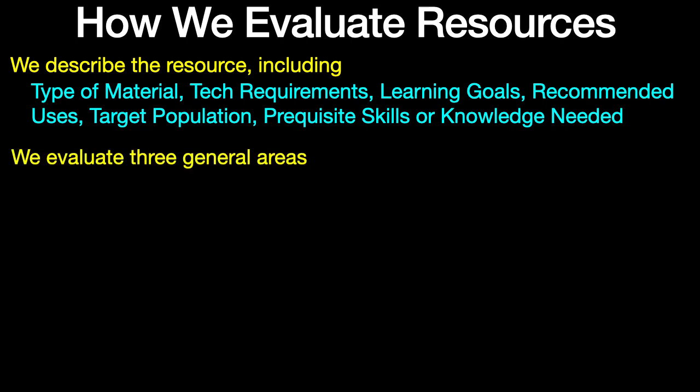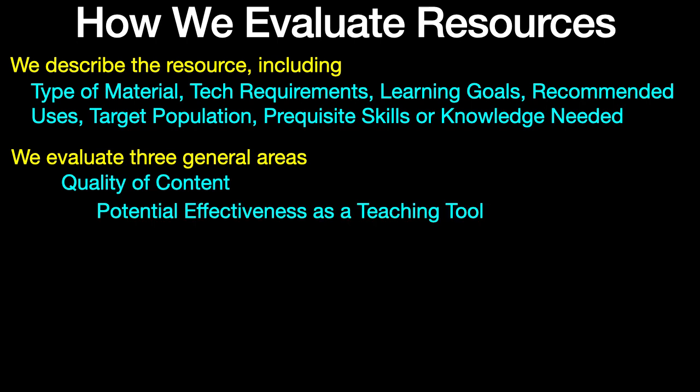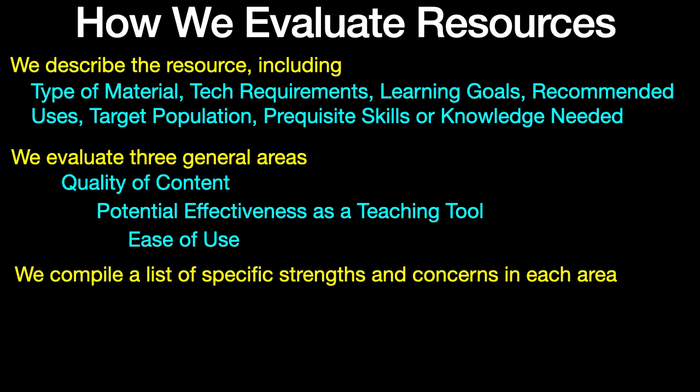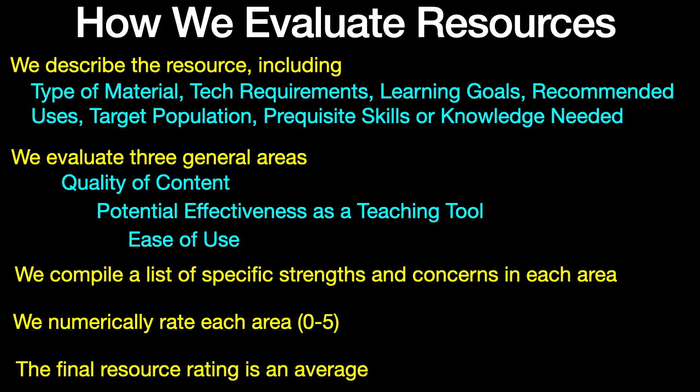After we've done that, we then evaluate the resource more specifically in 3 general areas: quality of content, potential effectiveness as a teaching tool, and ease of use. So we compile a list of strengths and concerns in each of those 3 areas, and then we actually give a numerical rating for each of those 3 areas ranging from 0 to 5. And the final rating of the resource is a numerical average of those 3 area ratings, and that contributes to the star score that the resource eventually gets.